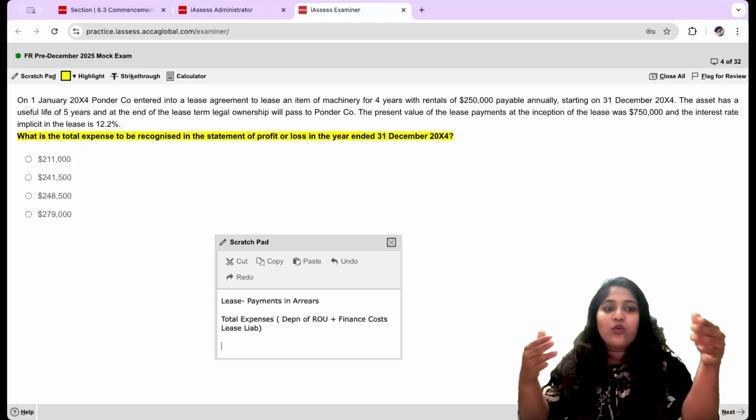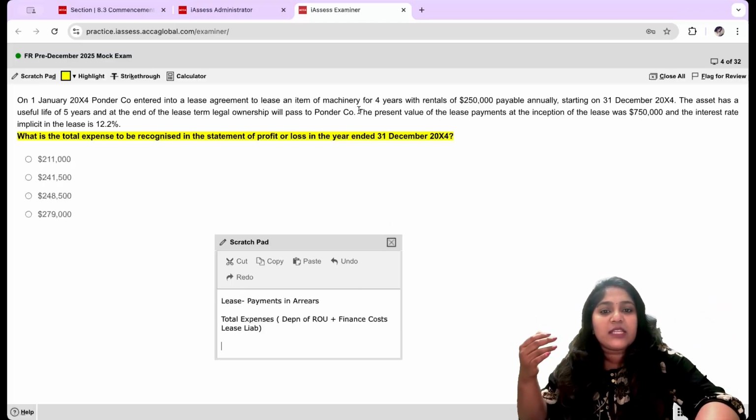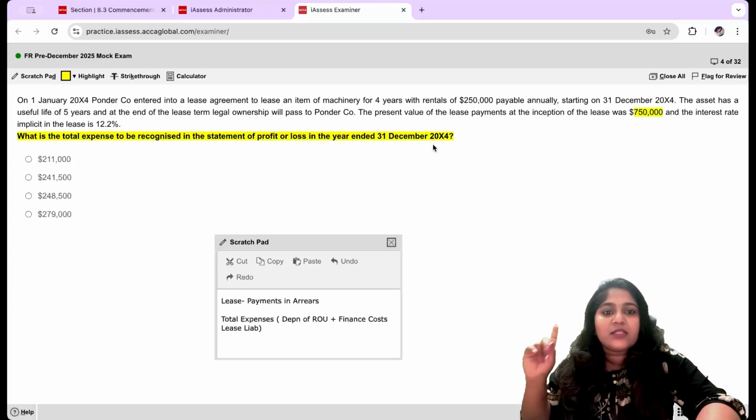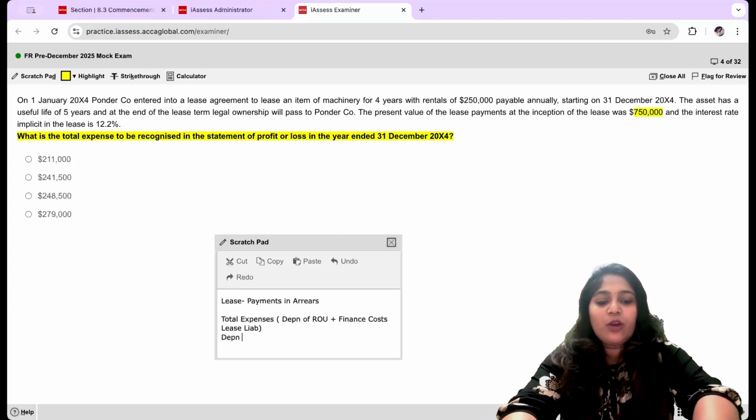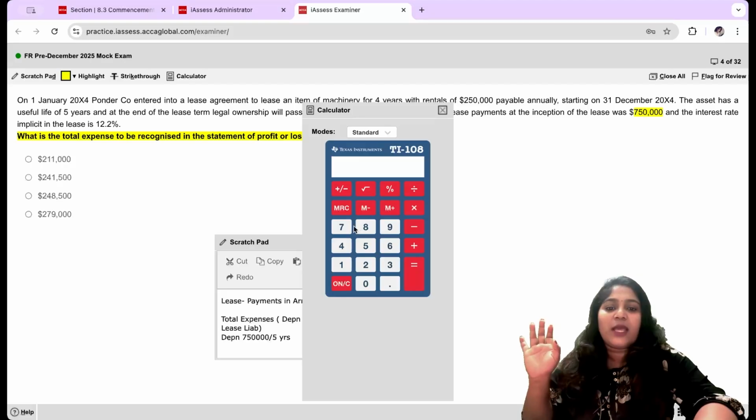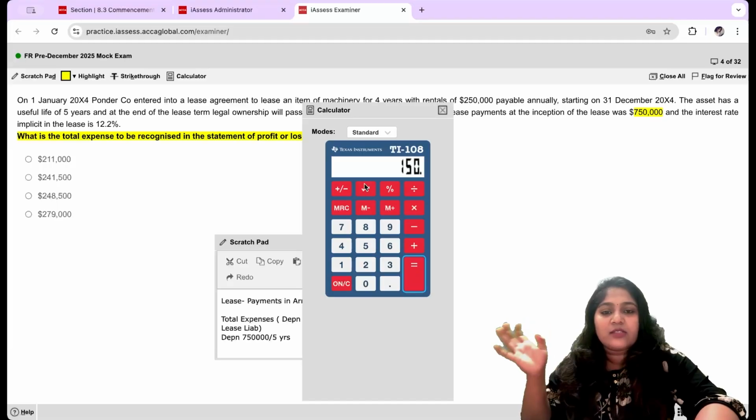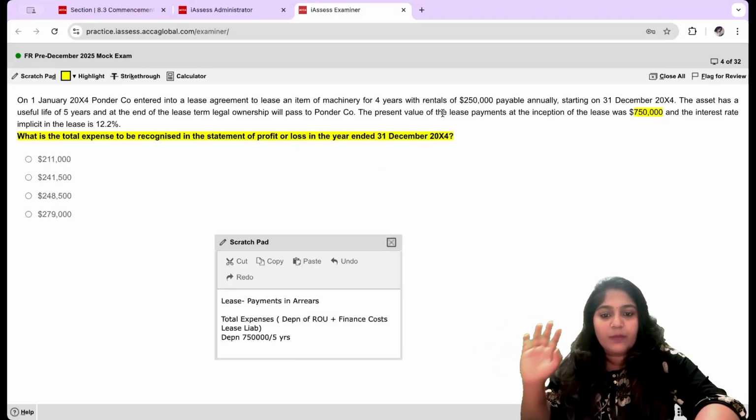So what is the value of the right of use asset? They have clearly said the present value of the lease payments at the inception of the lease was $750,000. So this will be the value of the right of use asset as well as the value of the lease liability. Hence my depreciation will be $750,000 divided by 5 years. Do not waste your time taking out the zeros. All you can take is 750 divided by 5, and you should get an answer of $150,000 of depreciation.